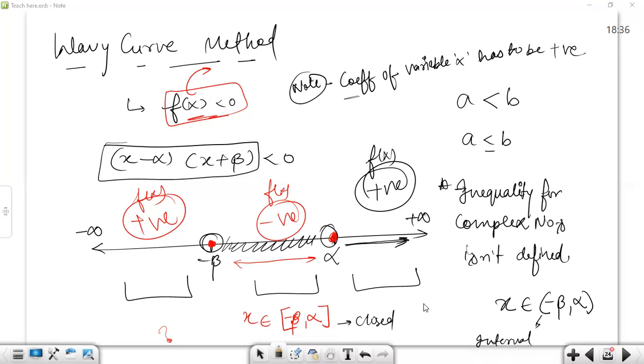Do I need to explain? Yes, sir. Okay. So closed means that beta and these two values are included. Open means these two values are not included.